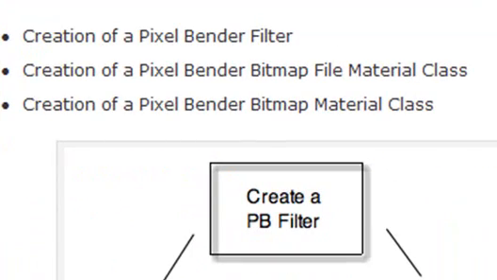There are 3 steps to putting Pixel Bender into Papervision3D. After getting it into Flash Player 10, you need to create a Pixel Bender filter that will do the lighting for you. You need to create a Pixel Bender bitmap file material class, and you need to create a Pixel Bender material class. You're probably going, that's really hard. No, it's not. All you really need to do is modify some things that are already there. So let's go down a little bit and show you how that was done.